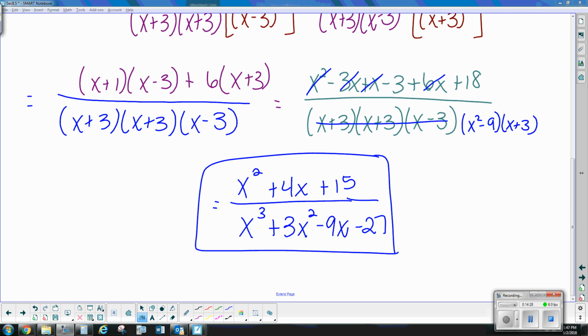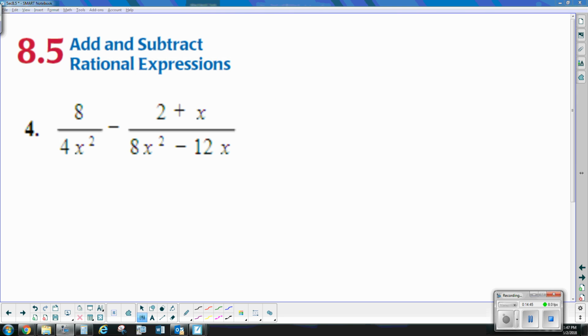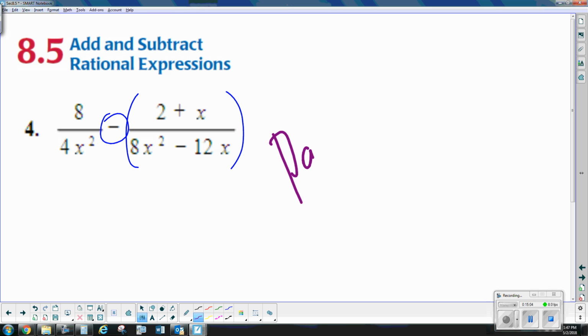So then really when you multiply your common denominator, your denominator is x cubed plus 3x squared minus 9x minus 27. And then your numerator, x squared plus 4x plus 15, once you combine all like terms. All right, now try this last one on your own. And this one, you are subtracting. You're subtracting here. So that's that whole quantity that you're subtracting. And you need to find your least common denominator. So pause the video while you work, and then you can unpause for the solution.